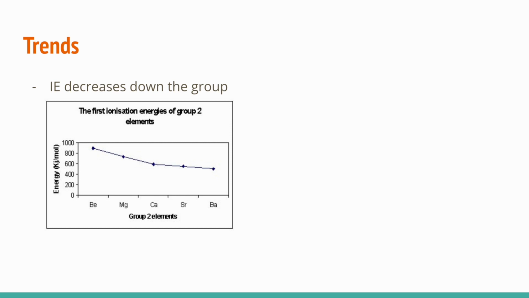Another important trend that you know is that first ionization energies decrease down the group. The reason for this is that the number of electron shells increase, therefore the atomic radius also increases, and as such the shielding will increase too. Therefore the attraction between the electrons and the positive nucleus and the nuclear charge decreases, and so less energy is required to remove the outer shell electrons.